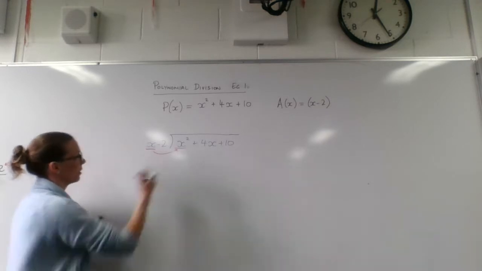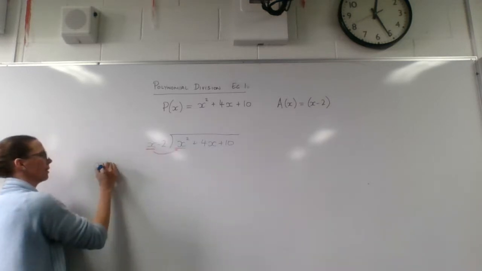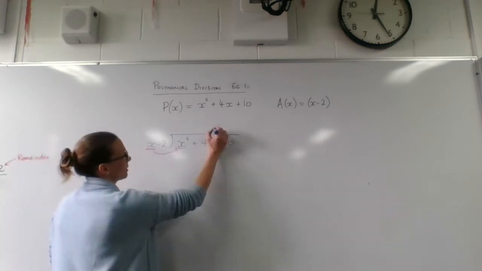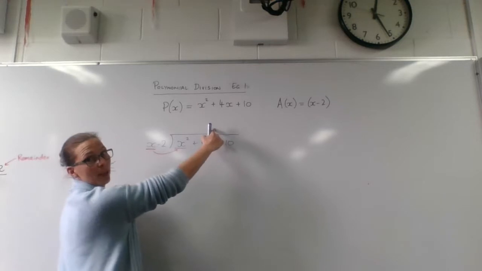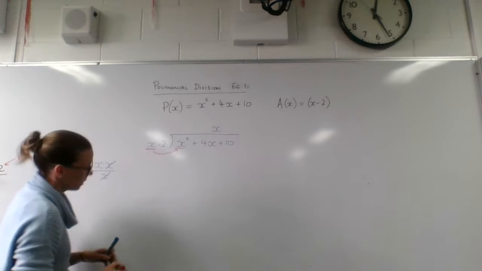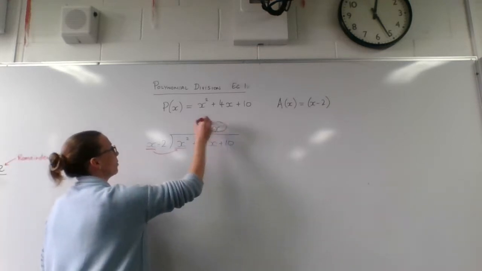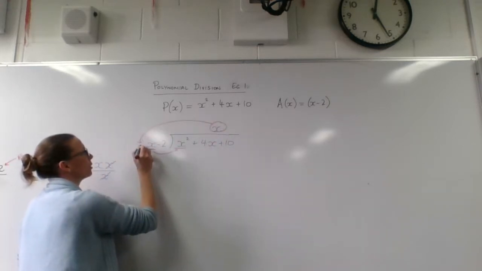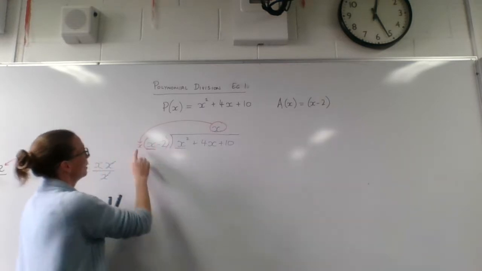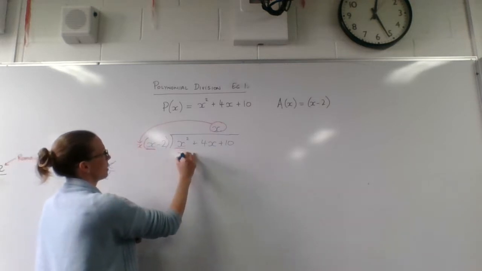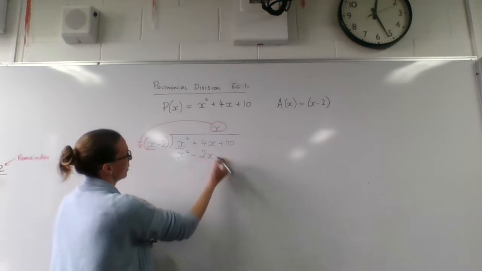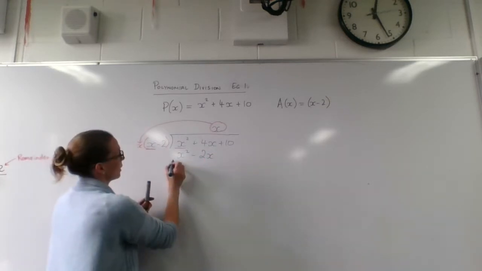So you might think of it as x squared divided by x, which equals x. Place that answer above the term that has an x as well. From there, what you do is you take that number, you bring it out the front, and you multiply it by that divisor. So then we get x times x is x squared, x times negative 2 is negative 2x. And at that point, we're ready to do a subtraction.